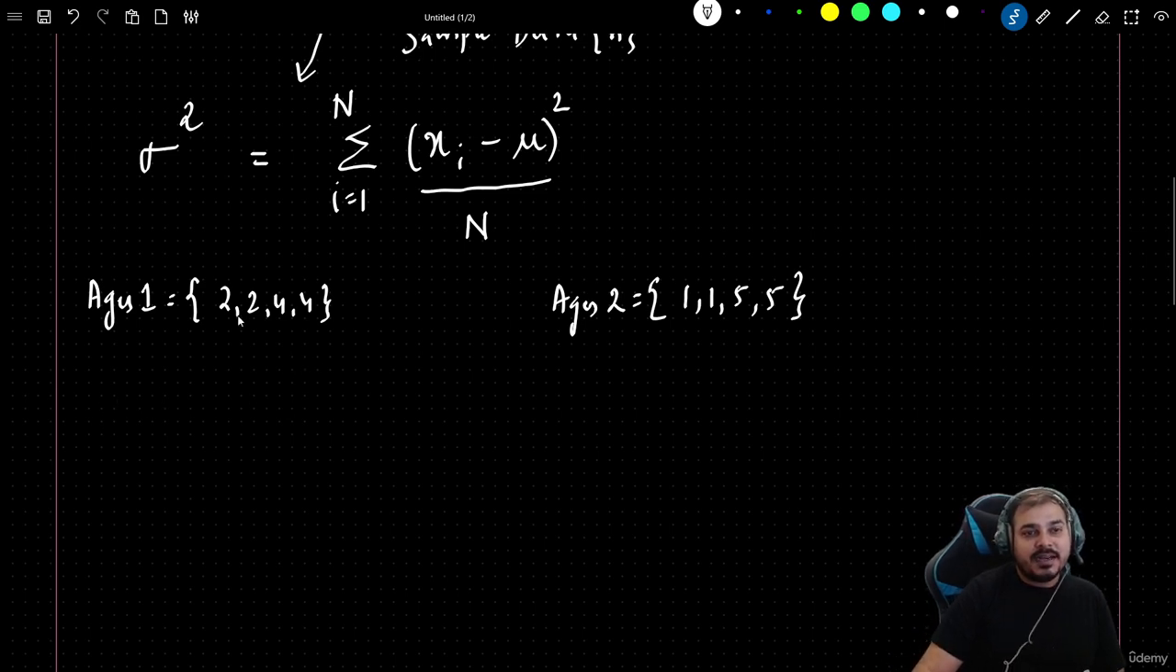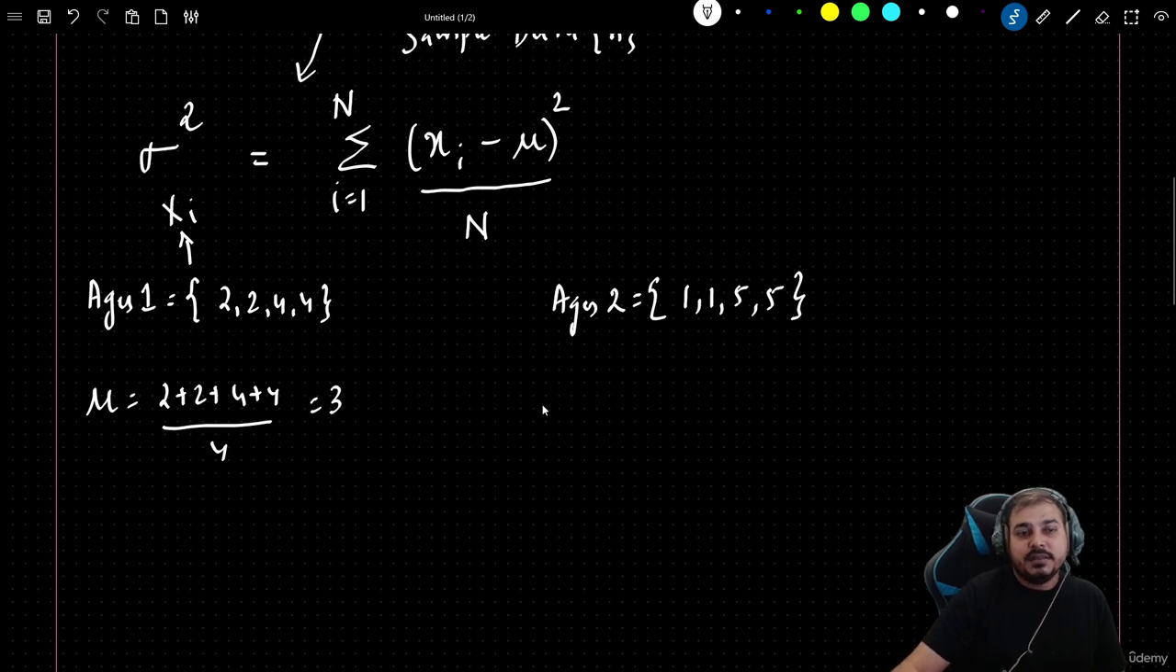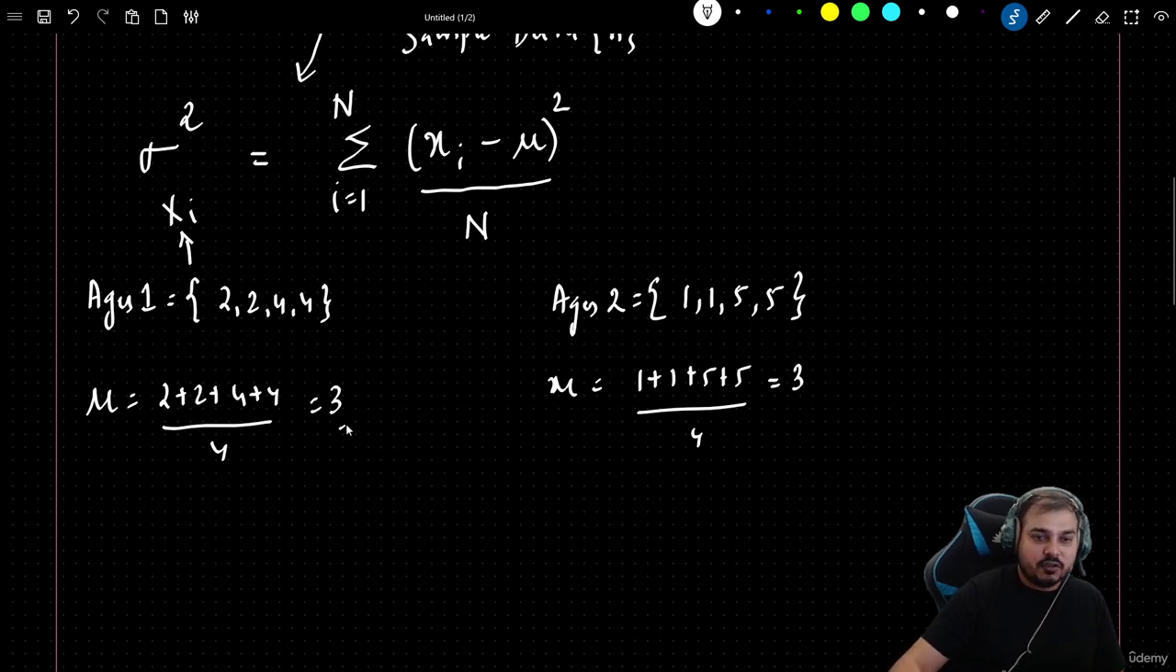Now what I'm going to do over here is calculate this one first. Let's consider these are my data points, which I'm going to denote by x of i. So my x of i elements are this. First of all, let's compute the mean. Over here, the mean is nothing but 2 plus 2 plus 4 plus 4 divided by 4, which is 3, right? Similarly, for this specific mean, you have 1 plus 1 plus 5 plus 5 divided by 4. We have already done the calculation. It is going to be 3.